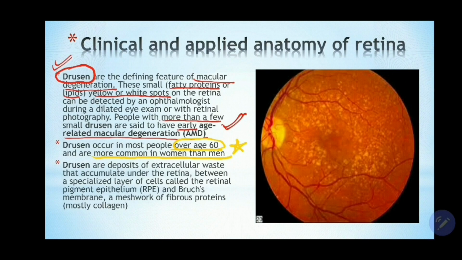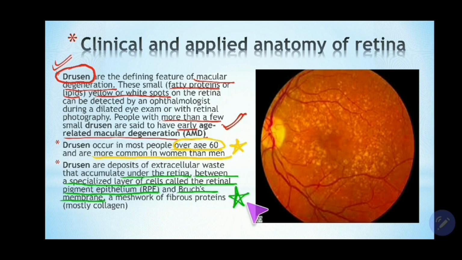Okay, so with drusen you have got so many points to remember now. Drusen are deposits of extracellular waste that accumulate under the retina. Remember this, under the retina, between the specialized layer of cells called the retinal pigment epithelium and Bruch's membrane. Right, that's a membrane of fibrous proteins, mostly collagen and elastic. You know that's what I talked all about, the Bruch's membrane.